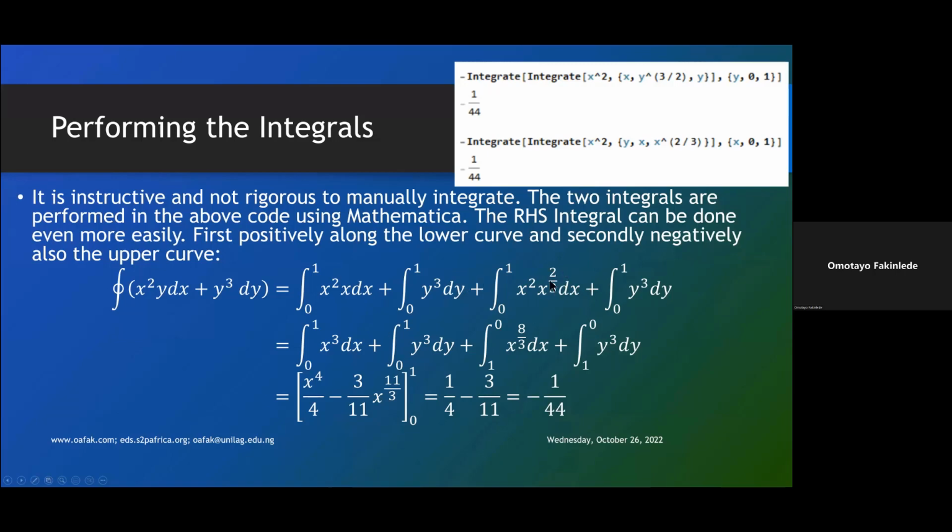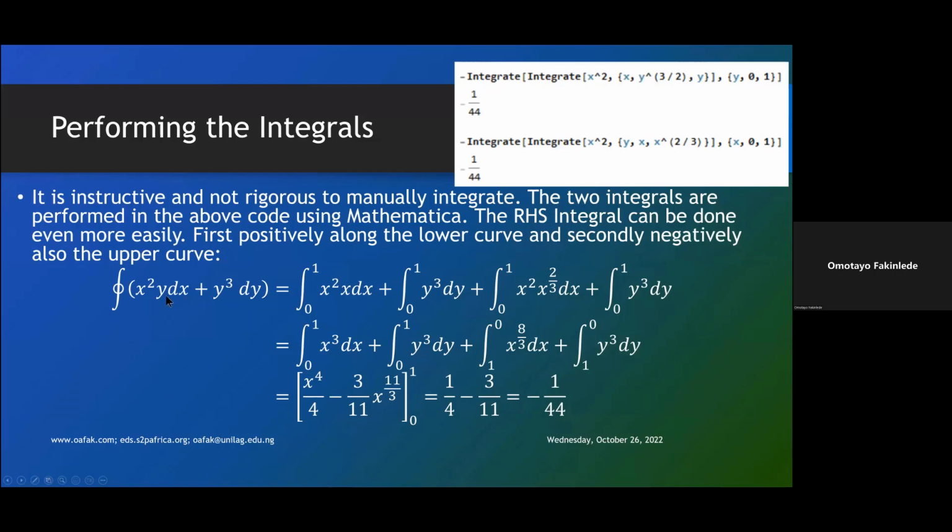So that is, and if you perform those integrals again, you just get this, and you get minus 1 over 44. So what we are saying is that no matter which way you go, the number of ways we have done it, we are always getting minus 1 over 44.